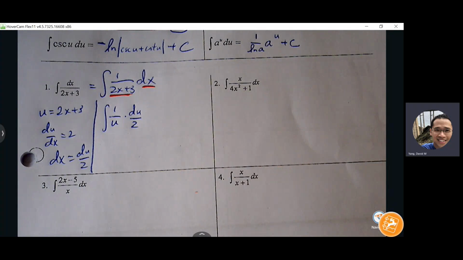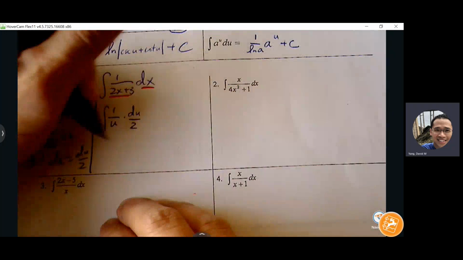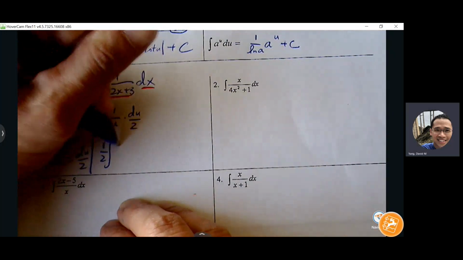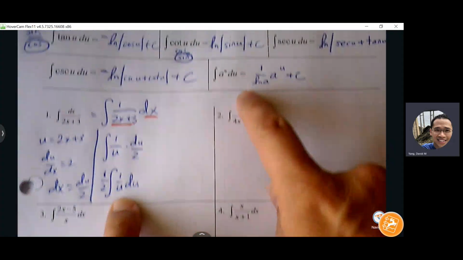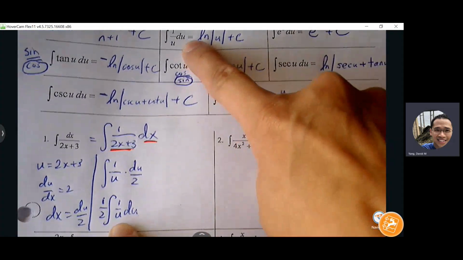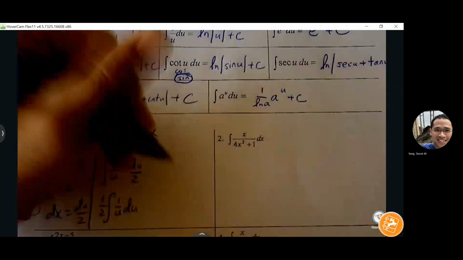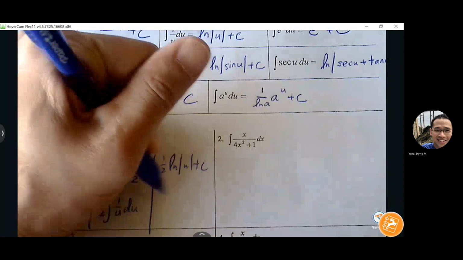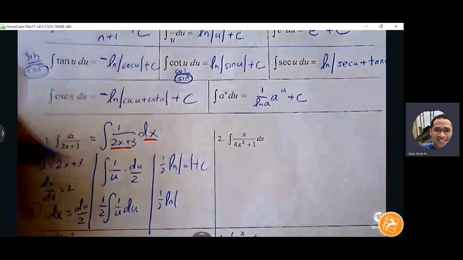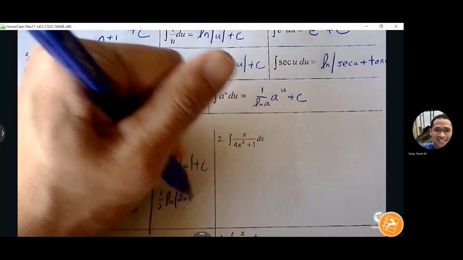What can I do with that 2? Push it out in front as a 1/2. Once that coefficient is out of the way, you should be able to get a clear match with the rule that you want to use. Right? It's got to look exactly like it, and it does. Okay, so natural log. Replace the u back in terms of x.